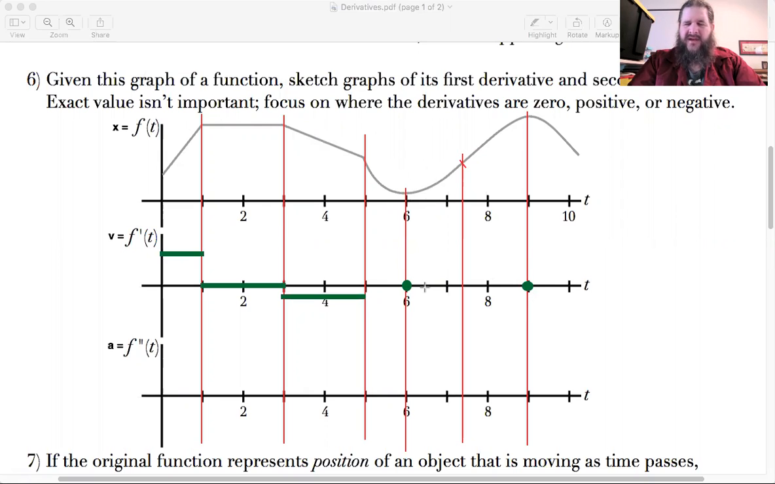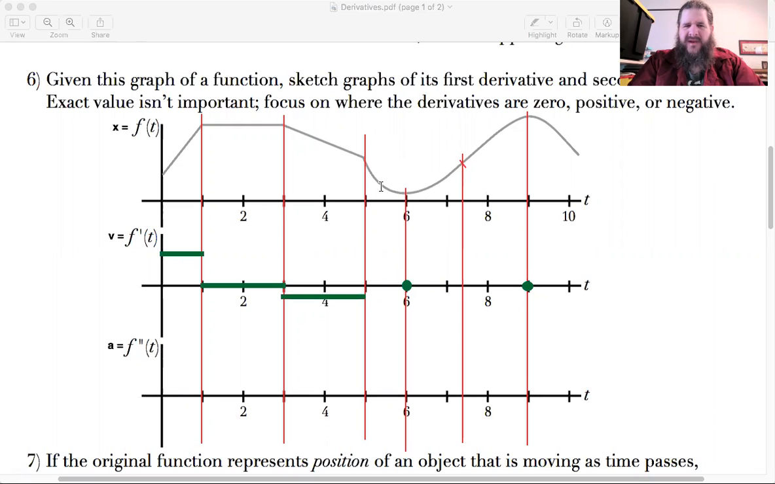And then we can take a look at the in-between regions. Let's say from 5 to 6. What do you notice about the velocity? Or that is, what do you notice about the slope of the position graph? It's going to approach 0. It's got to get to 0 by the time we get to 6.